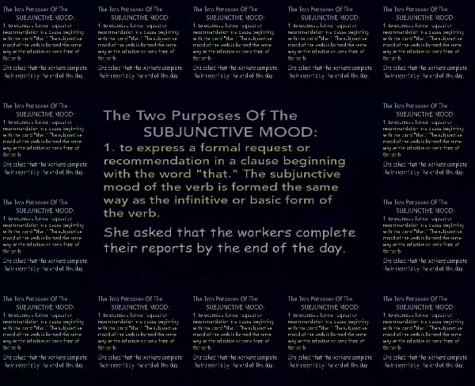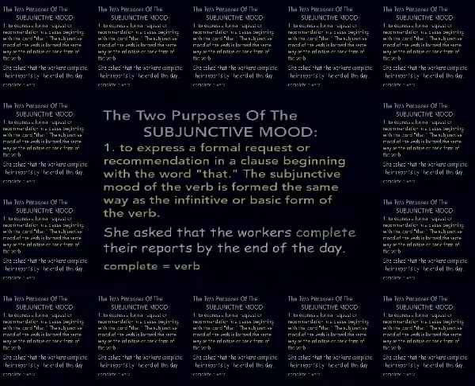And notice that what she is asking them to do is described in a clause beginning with the word that. She asked that the workers do something, etc. Now, the verb that appears in the that clause needs to be in the subjunctive mood. And that verb is complete. Now, remember we said that when you are expressing a formal request or recommendation in a clause beginning with the word that, you would form the subjunctive mood by simply using the infinitive or basic form of the verb.